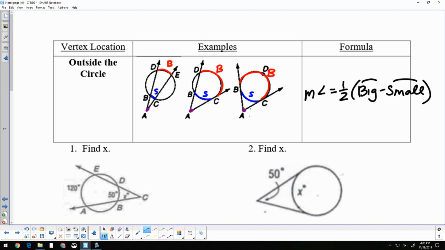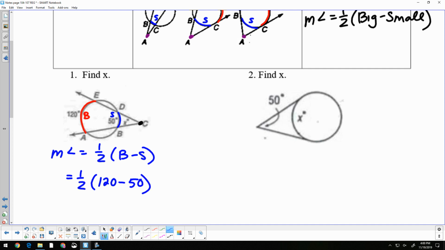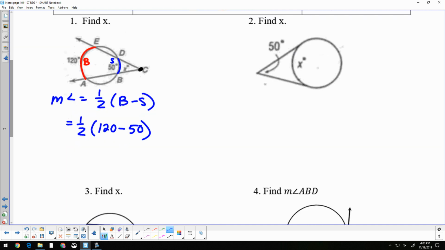Okay. So looking at our first problem, first important thing is that our vertex is on the outside of the circle. So if I look, 120 is my big arc, and 50 is my small arc. So I'm going to do that the angle is equal to half of big minus small. So when I plug this in, I'd have 1/2 times whatever 120 minus 50 is. So when I do 120 minus 50, I get 70. Half of 70 is 35. So that angle x ends up being 35.